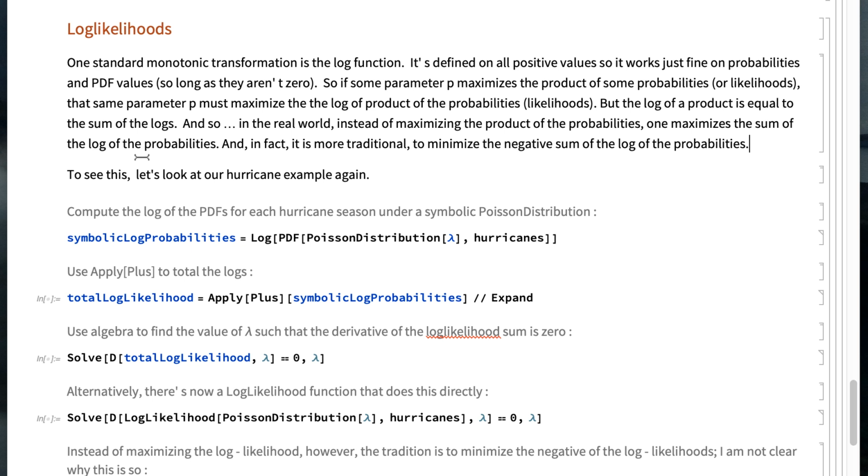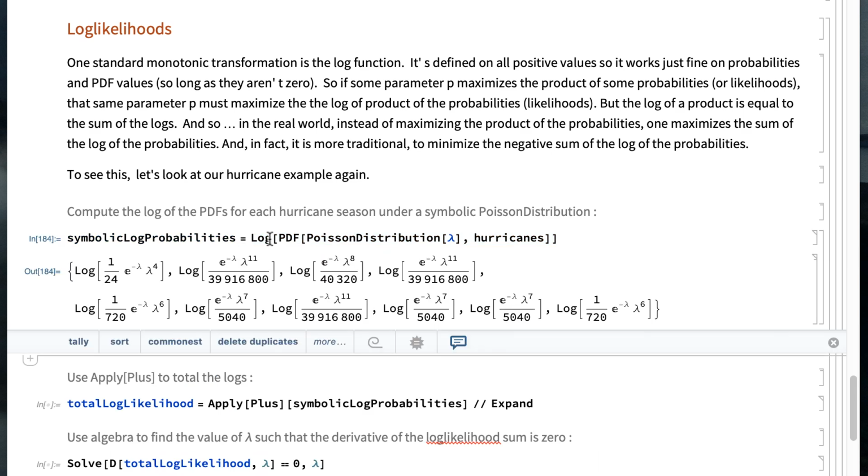The key point for you to understand is that what we're going to do now is to maximize the sum of the log probability. So let's take that original example involving hurricanes again. And we've got a symbolic Poisson distribution. We're going to take the PDF of that over all hurricanes, and then we're going to take the log of this. So what we get is, instead of 1 over 24 e to the negative lambda, lambda to the fourth, we get log of 1 over 24, and so on. So basically, we've just stuck a log in front of our former PDFs.